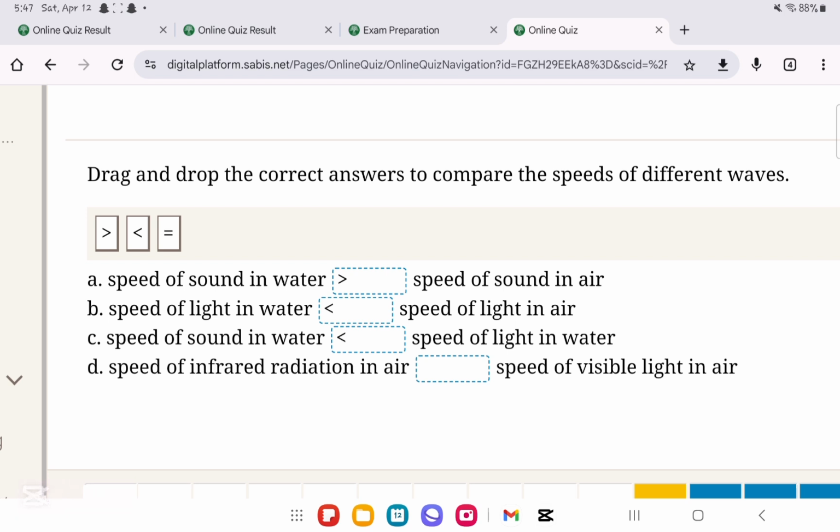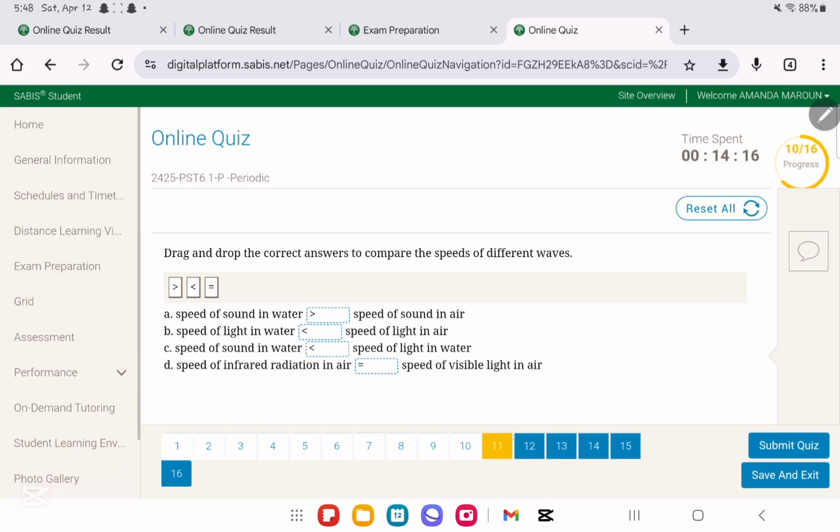Now, the speed of infrared radiation in air versus the speed of visible light in air, these are equal. If they are in the same medium, then any electromagnetic wave will have the same speed. So remember, if they are in the same medium of propagation, then any electromagnetic wave will have the same speed.